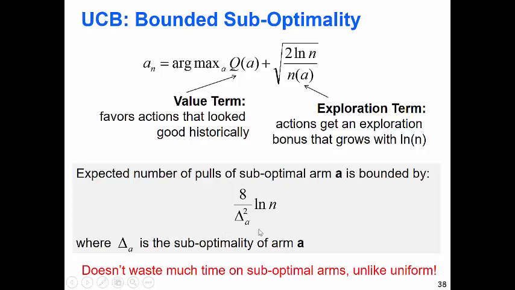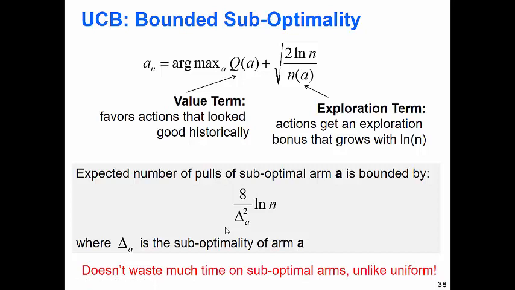So as you run the algorithm for n steps, this is the number of arm pulls you're going to get for a particular arm. It's bounded by this quantity, which is log n. And then here we have this delta A, which is how suboptimal that arm is, right?